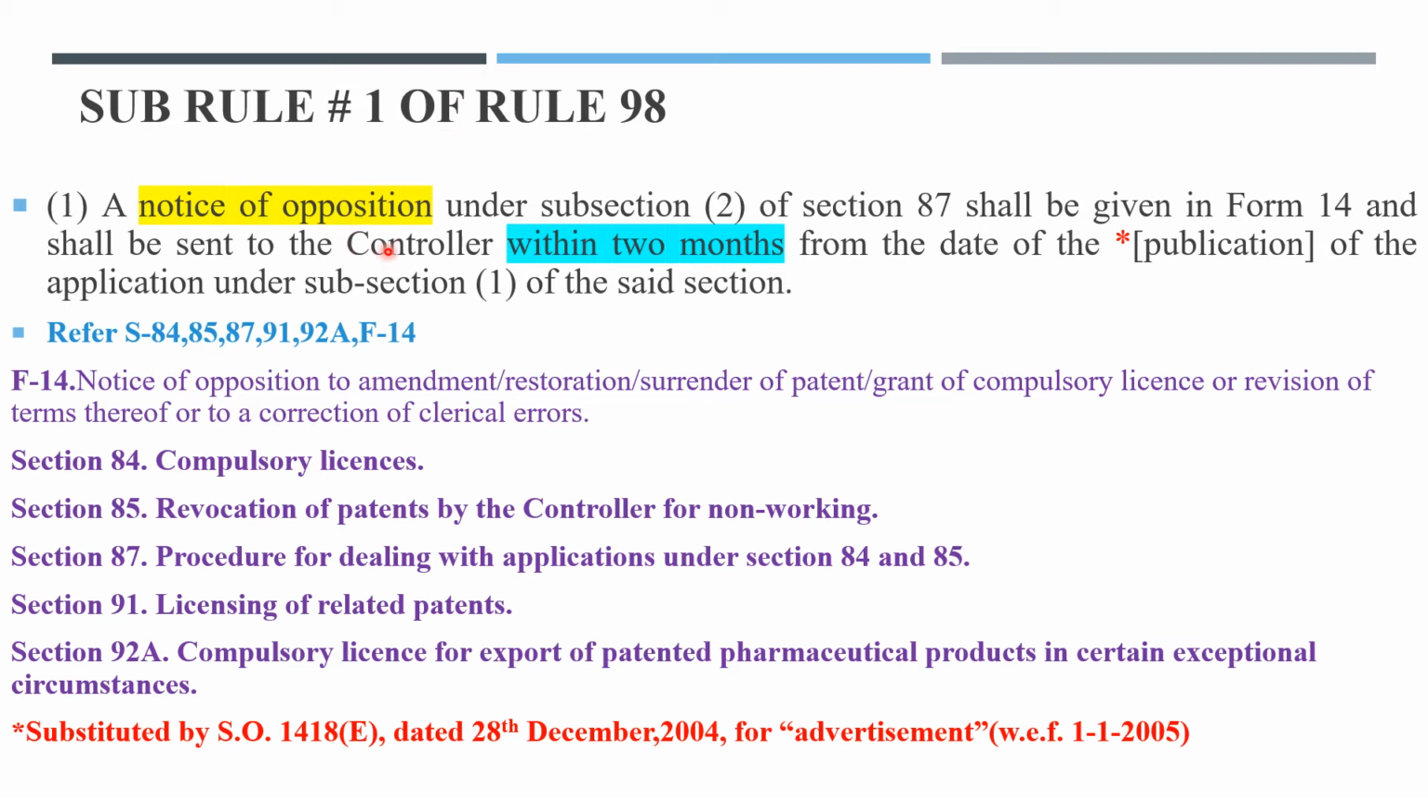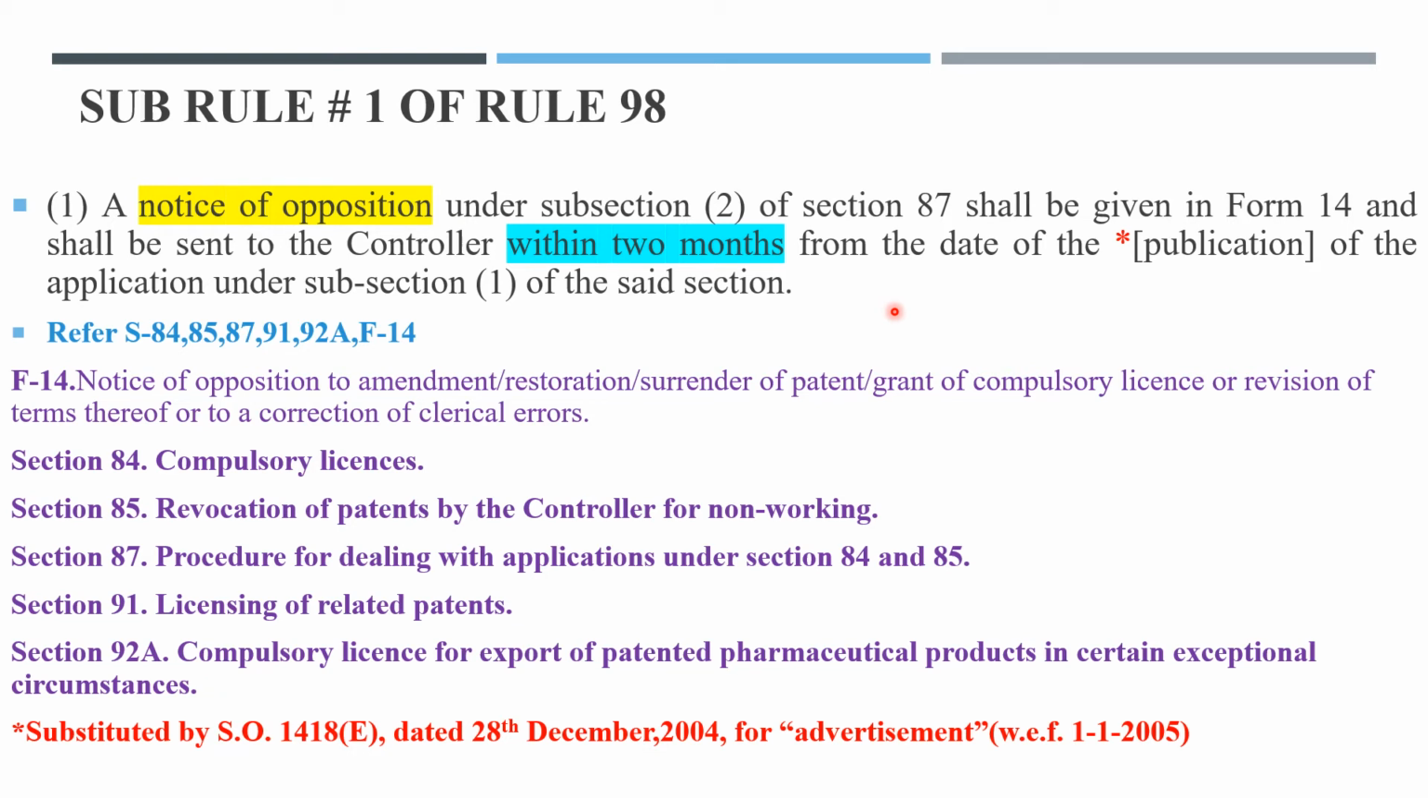Now let us analyze the sub rule as a whole. A notice of opposition under subsection 2 of section 87. As we know, section 87 is procedure for dealing with applications under section 84 and 85. We can say here that as per section 87, particularly subsection 2, a notice of opposition is filed via form number 14, and it is sent to the controller within 2 months, that is, the time period is 2 months from the date of the publication of the application under subsection 1 of the said section.